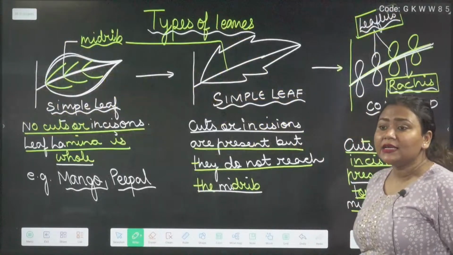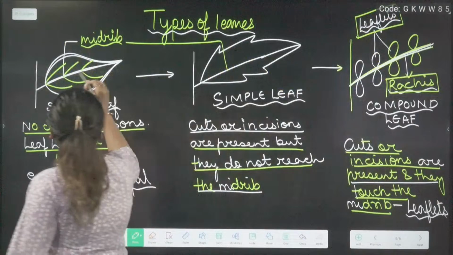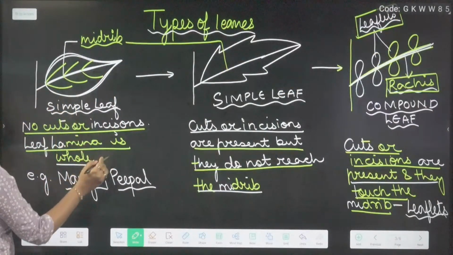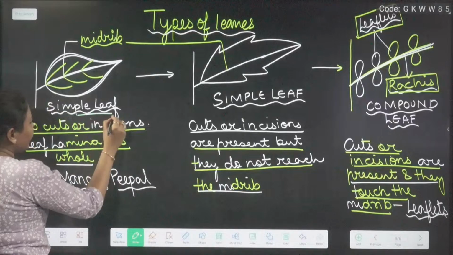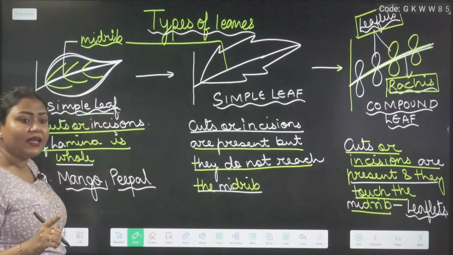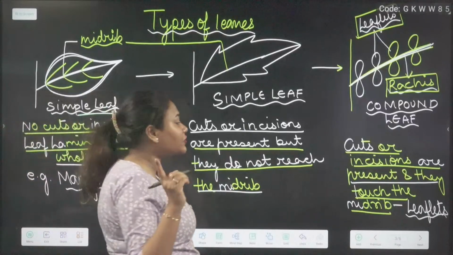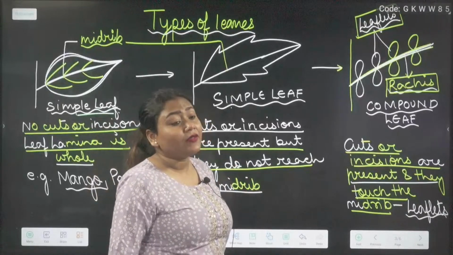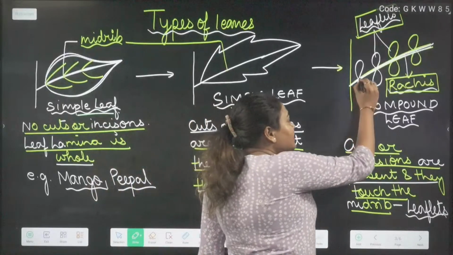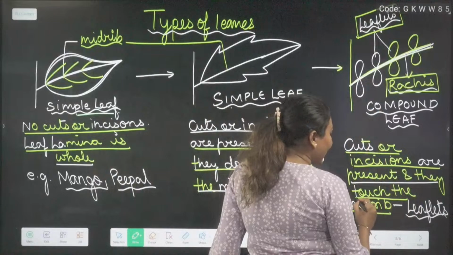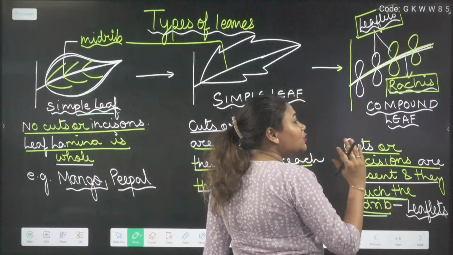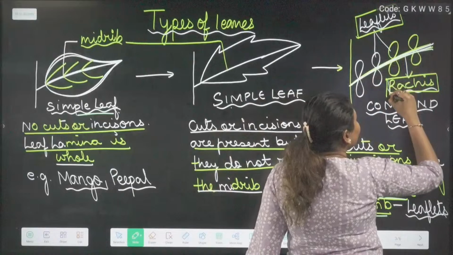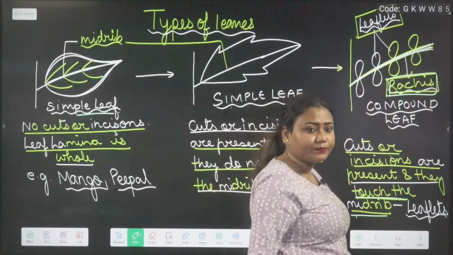Next, we studied simple leaf. If the leaf lamina is whole with midrib, veins and veinlets, it is known as the simple leaf. If we are cutting the leaf, but the cutting of the leaf is not reaching the midrib, it is also known as simple leaf. Then what is a compound leaf? Its cuts or incisions are there and they are touching the midrib. So for leaf, we use the word midrib. For leaflets, we use the word rachis.